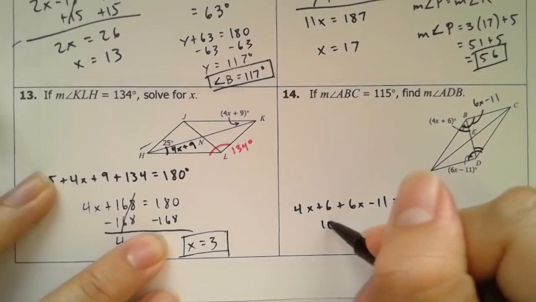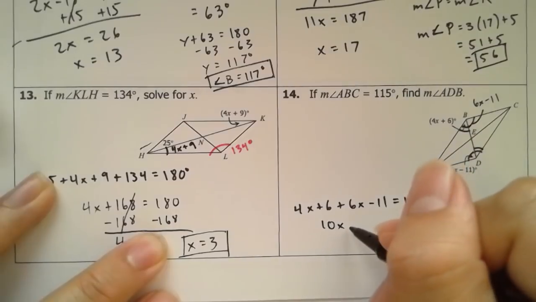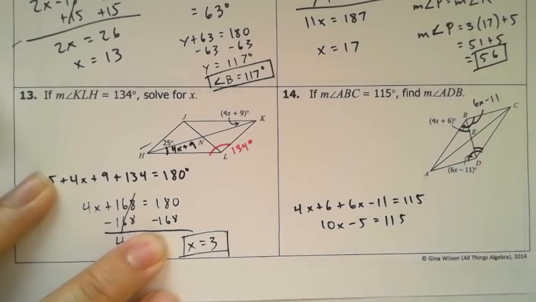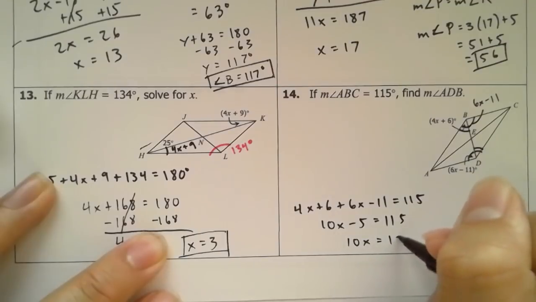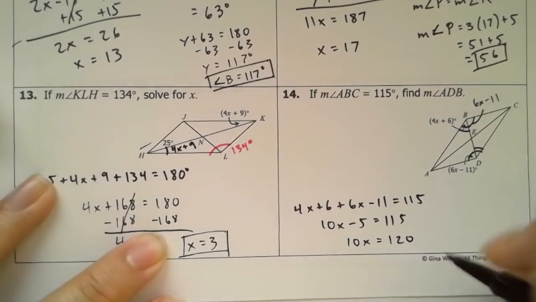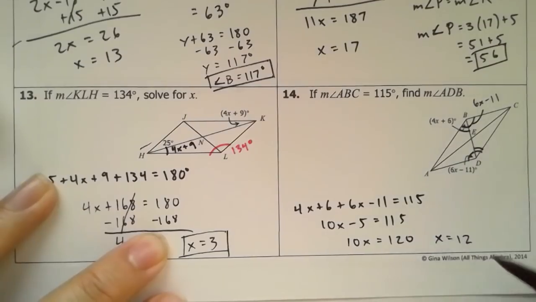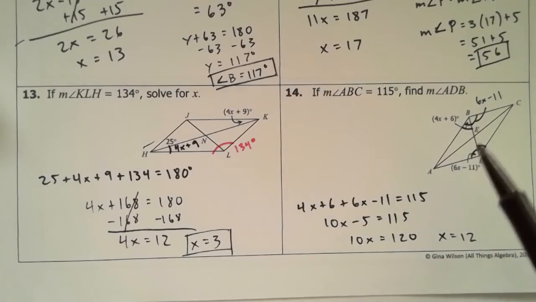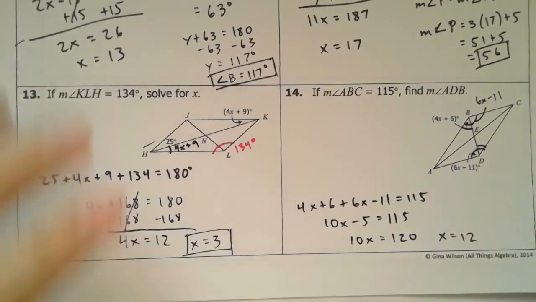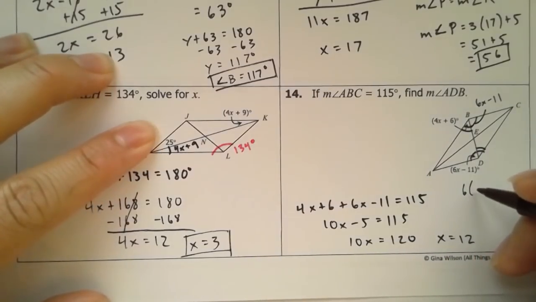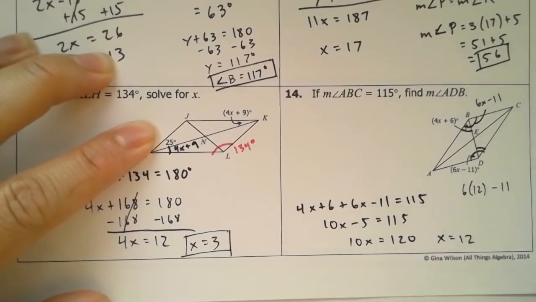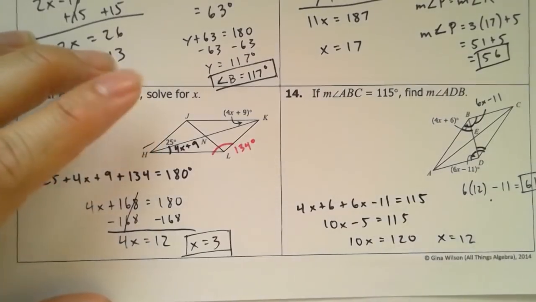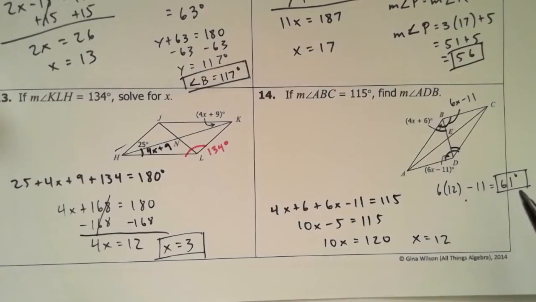4x plus 6x, I get 10x. 6 minus 11, I get negative 5, is equal to 115. Add 5 to both sides, I get 10x is equal to 120. Then when I divide by 10, I get x is equal to 12. But I'm not done. It says find the measure of angle ADB. ADB is this expression here, 6x minus 11. So you plug in 6 times 12 minus 11, 72 minus 11, you get 61. So 61 degrees is the final answer here.